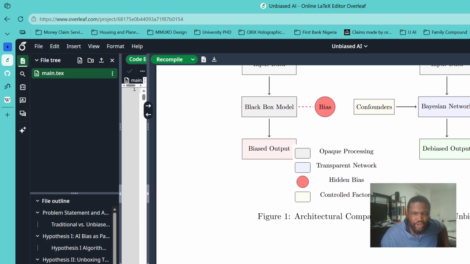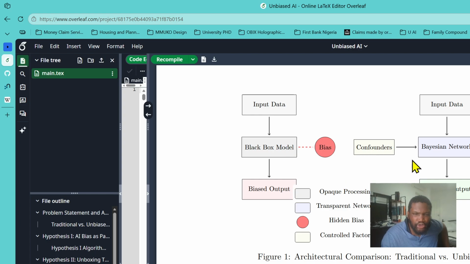So this is a system that knows what is wrong, a transparent network with Bayesian outcome, where the hidden bias in the system is handled through controlled factors. These are the confounders. These are the things you can control, because that's how they perform the test. The control factor is the confounders, not priors.